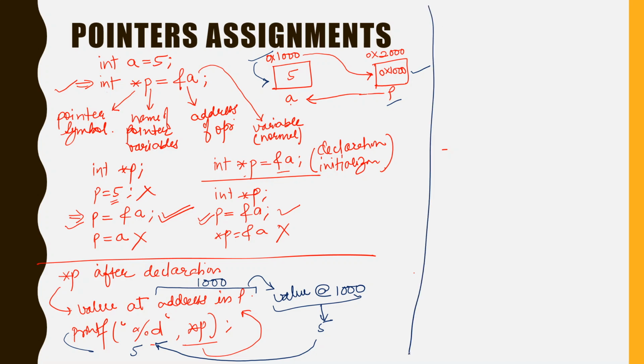Let us understand it more. What is the concept of printing a pointer value, or how to access the value through pointers? Let me take one more example of an integer. Suppose I take int a = 6, declared and initialized. Now I will take a pointer *p, and I will also take a pointer *q.